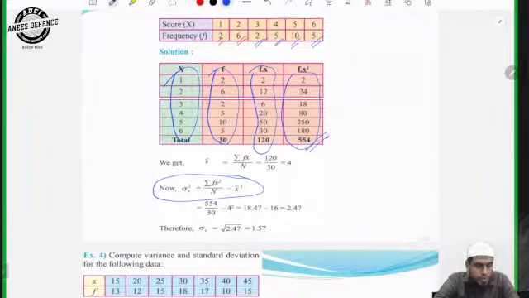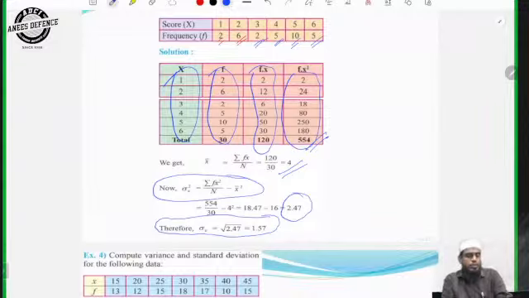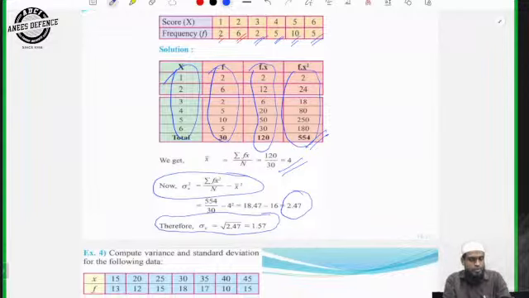So you put 554 divided by the sum of frequencies, which is 30. Therefore, n is equal to 30. So 554 by 30 minus mean square. Here the mean is fi xi by n. So fi xi is 120 and n is 30. So 120 by 30 is 4. So you will be getting the answer 2.47. If you take the square root of that, you will get the standard deviation also. So sigma, the standard deviation, is obtained by taking the square root of the variance.